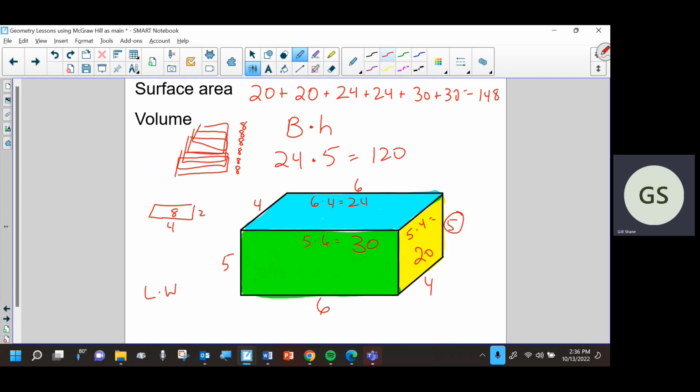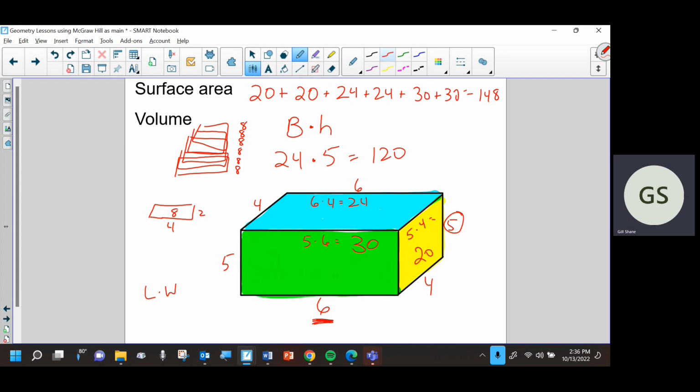Well, you just would change the height. If this were standing more vertical and it was standing up on the side that's 20, that would mean 20 would be the base, but now the height would be this number, the 6, because that would be the side that would be straight up and down.